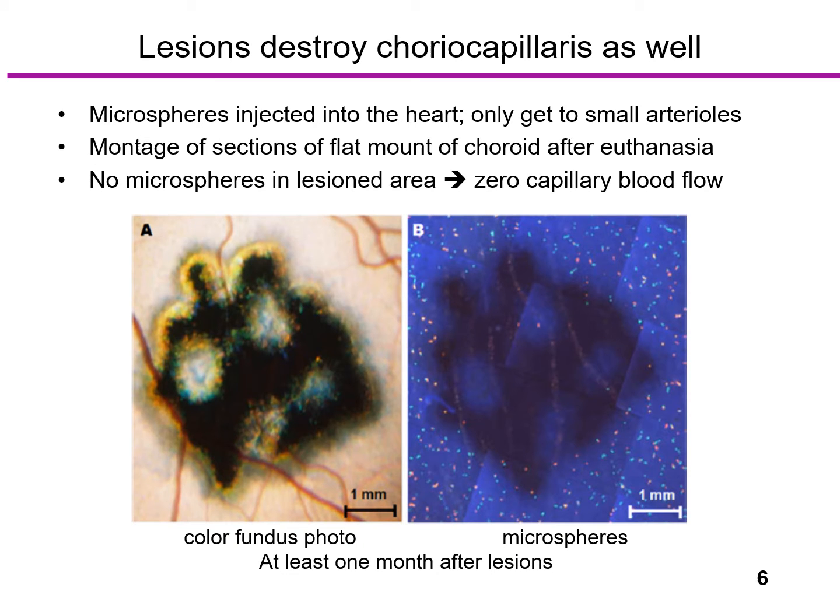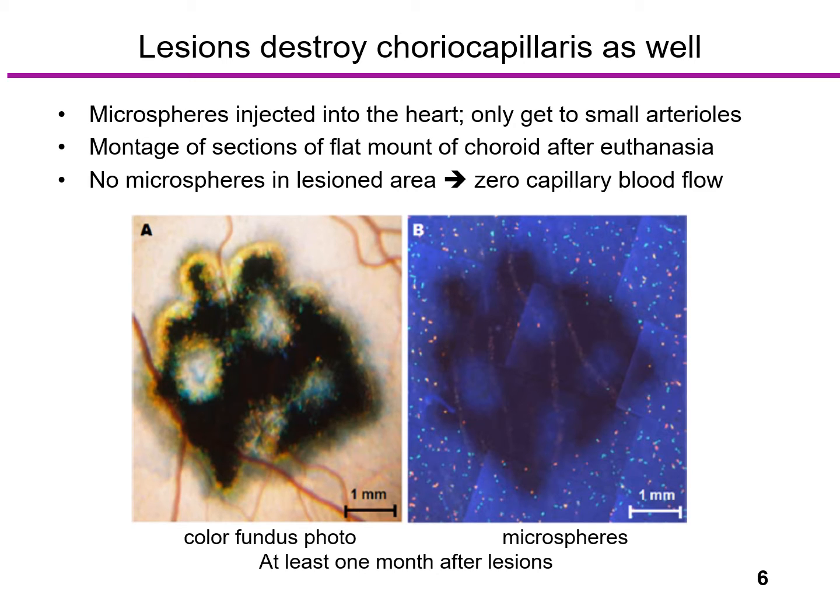Before I show you what happened with oxygen, I want to show you that these lesions destroyed the choriocapillaris as well. On the left is a fundus photograph, and it looks pretty bad because the tapetum is also destroyed in these pictures, so that the reflective surface of the retina is damaged as well.